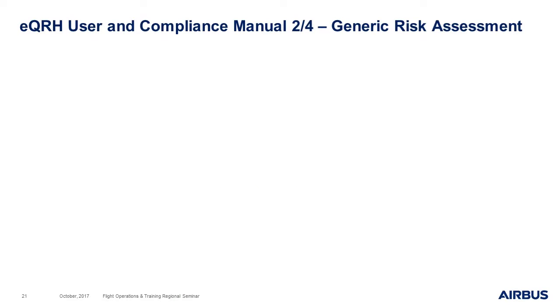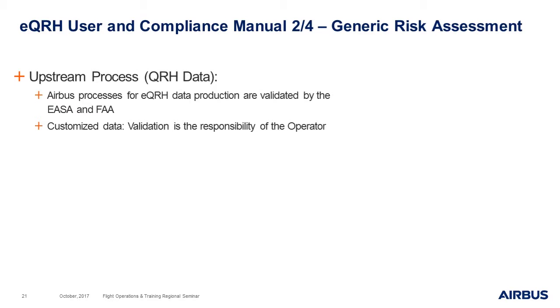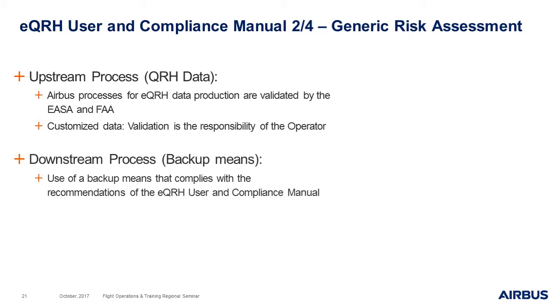Regarding the eQRH risk assessment, we conducted a generic risk assessment to ensure a mitigation for each identified risk. The risk assessment of the eQRH is based on upstream mitigation processes. This means mitigation processes before the eQRH use. It is also based on downstream processes, and this means mitigation while the eQRH is in use.